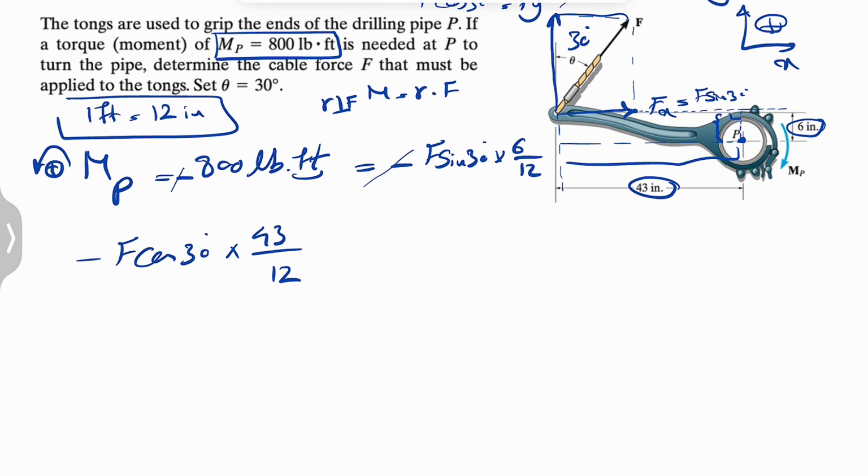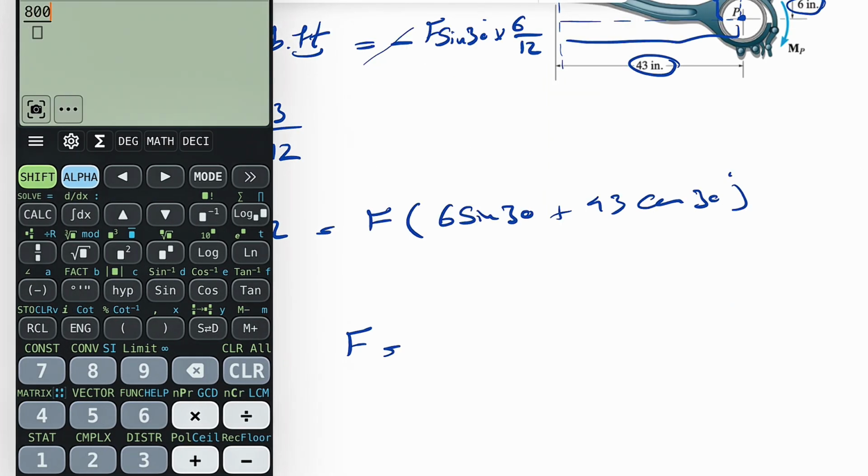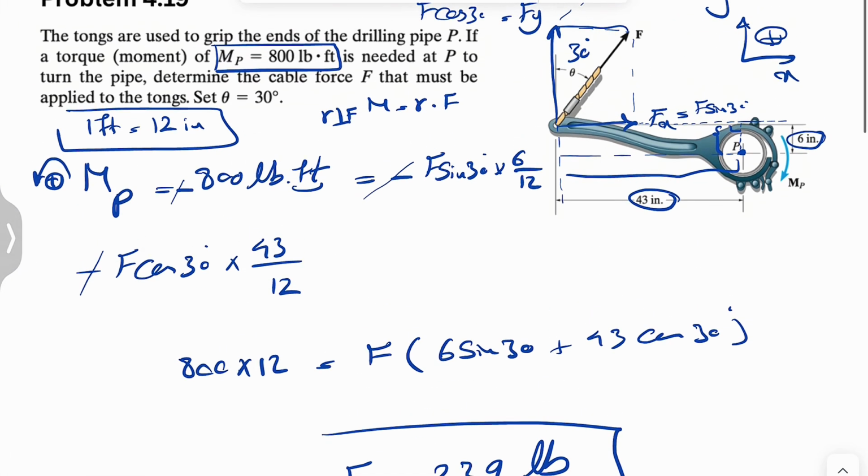We can cancel all the negative signs, so basically we have 800 times 12. If we multiply the previous equation by 12, we can factor F out, so we have 6 sine of 30 plus 43 cosine of 30 degrees. Our F would be basically 800 times 12 over 6 sine of 30 plus 43 cosine of 30 degrees, and that's going to be 239 pounds if we report it in 3 sig figs. And that's the final answer for this question.